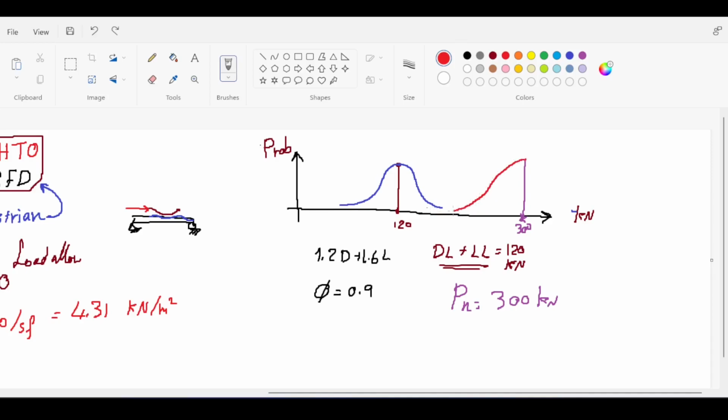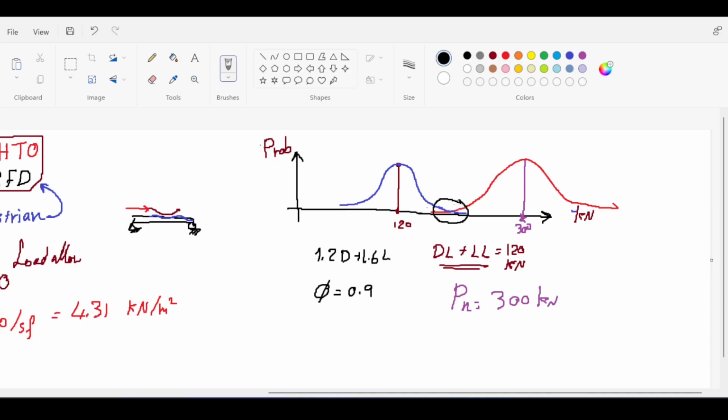I'm going to be exaggerating a little here because I want to prove a point. A Gauss distribution like this. Let's say we have one column that is 300 kilonewtons. Now, is there a probability of failure? The answer is yes. The probability of failure is any position where the resistance is less than the applied load.